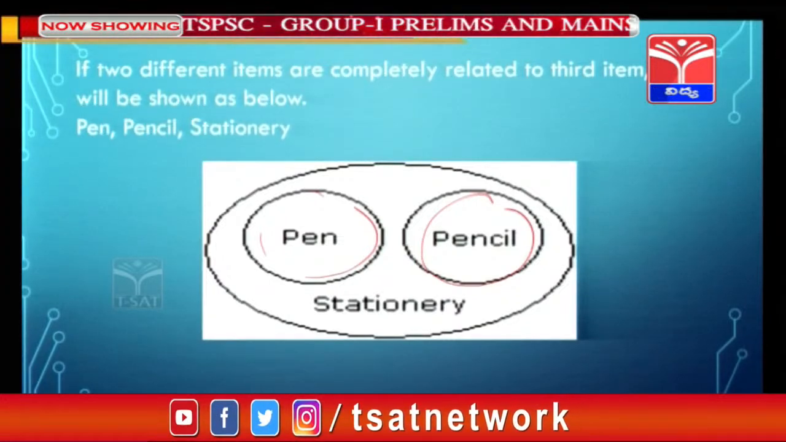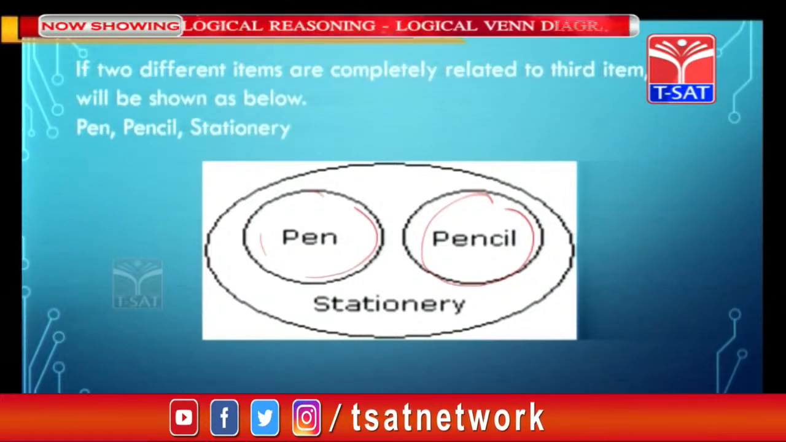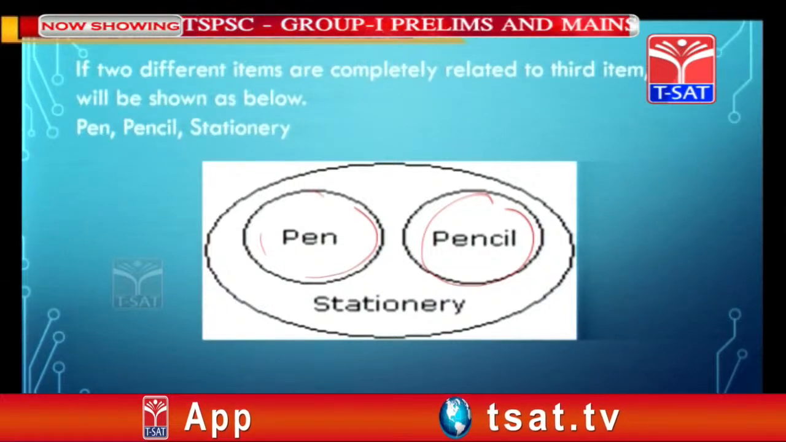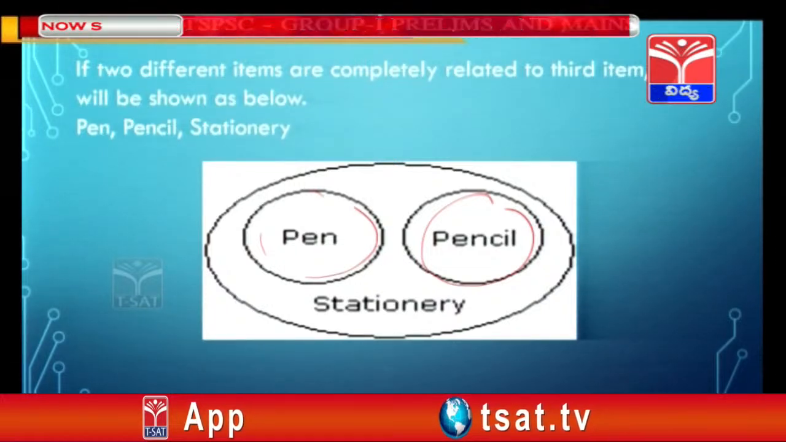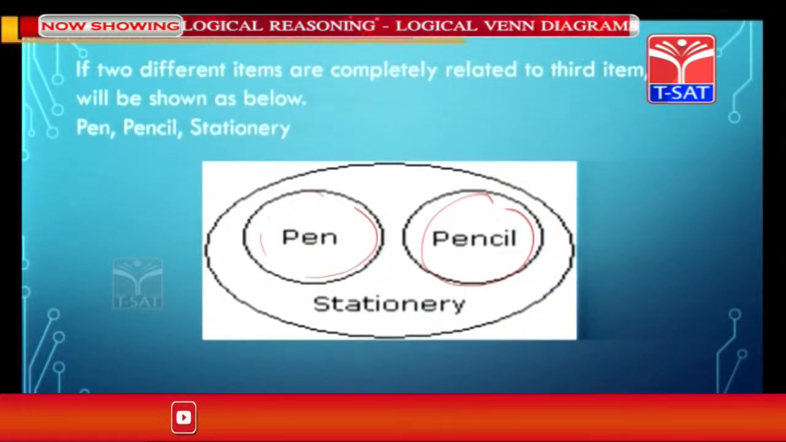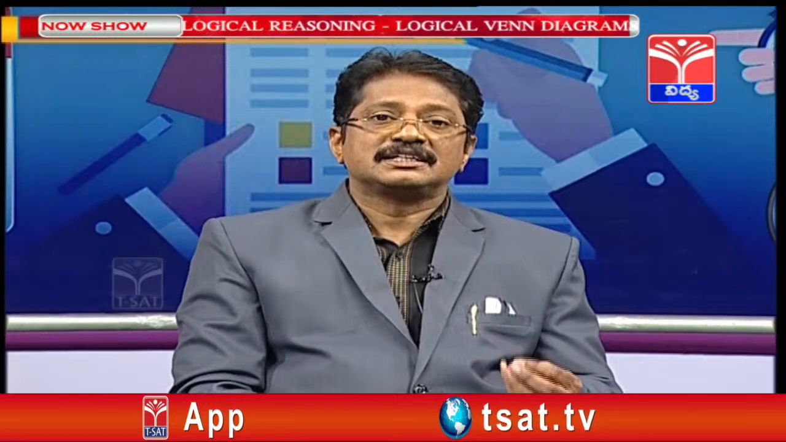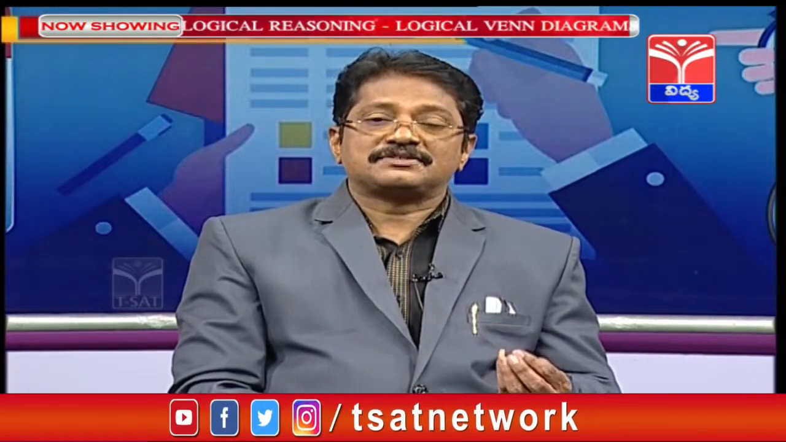For non-mathematics students, I will give a small clue: one word called subset, set A is a subset. If all the elements of one set are present in another set, we generally call it a subset. For example, if you take pen and pencil, all pens and all pencils come under stationery. So, the set of pens is a subset of the set of stationery, and the set of pencils is also a subset of the set of stationery.